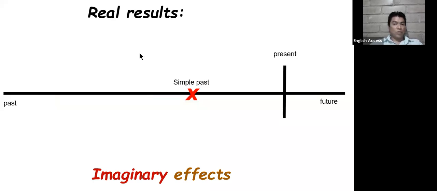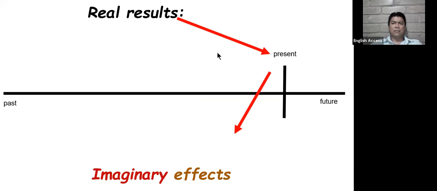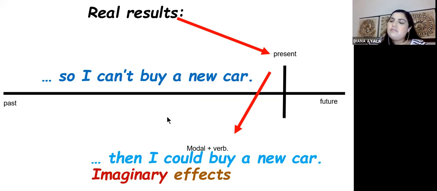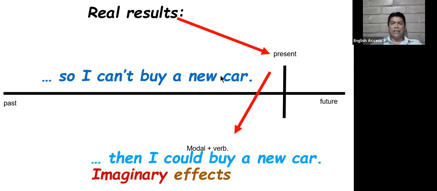Now, on the results, we don't work with the past perfect or the simple past. What do we use? When the results are in the present, what is the imaginary effect? The imaginary effect is modal plus verb. An example, result: so I can buy a new car, in simple present. What is the imaginary effect? Then I could buy.